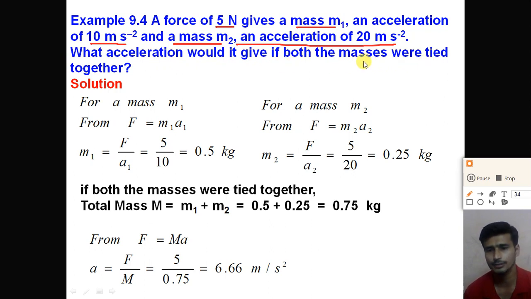When we tie both masses together and apply the same force of 5 Newton, what would be the acceleration of the object?